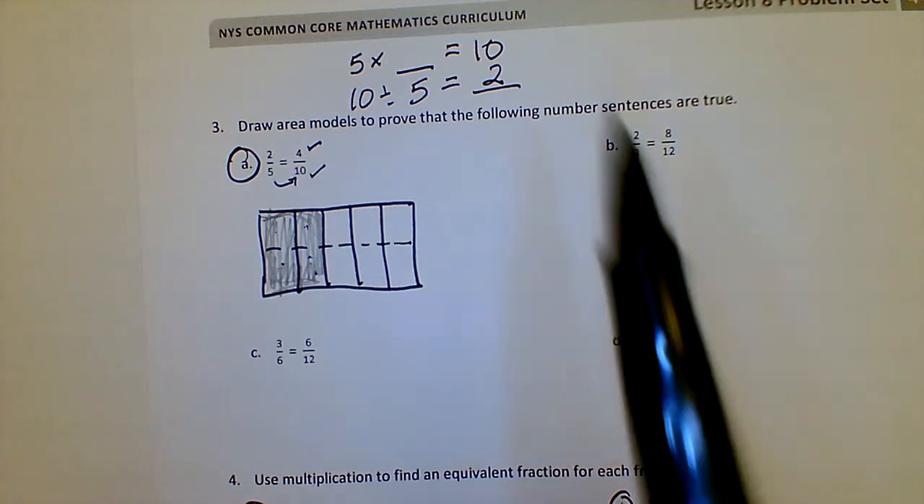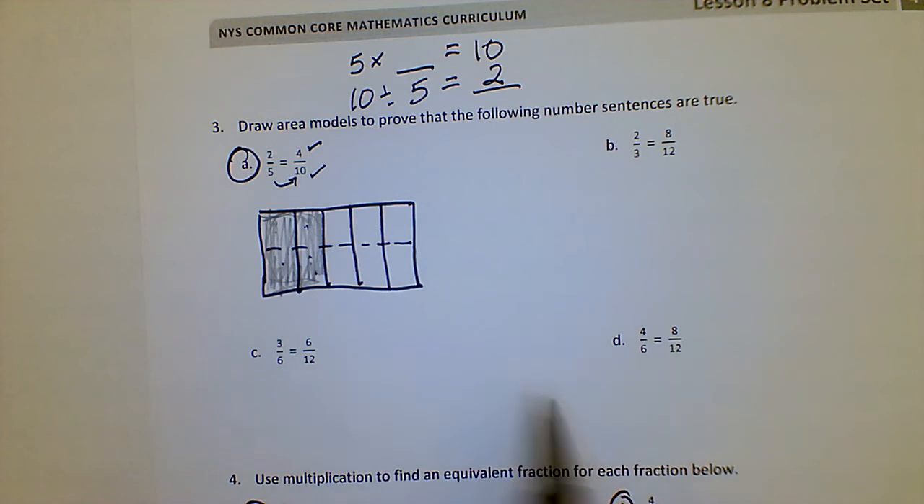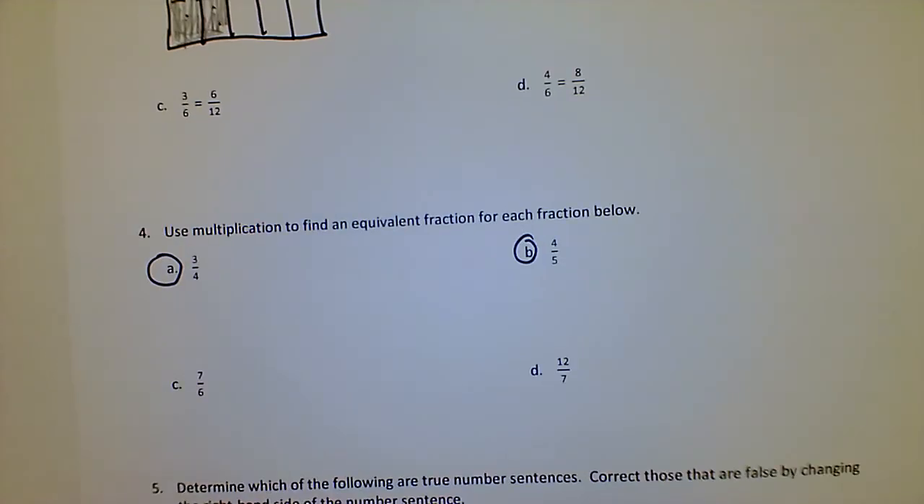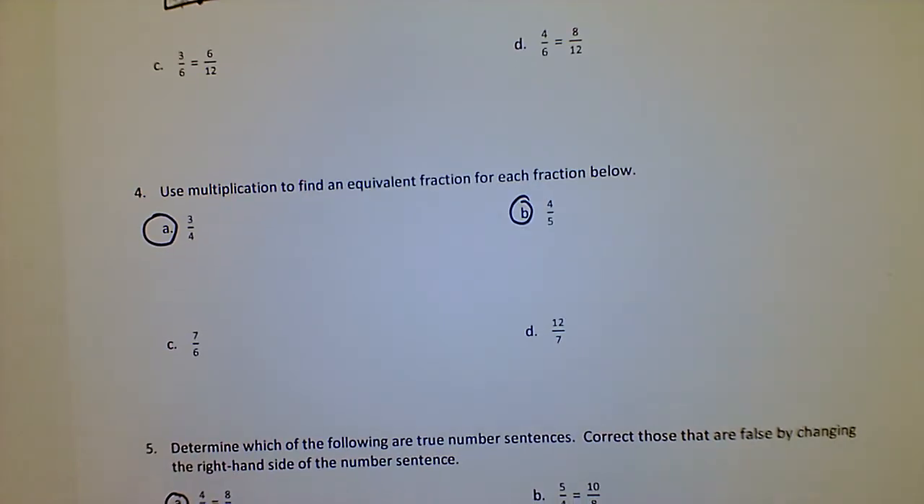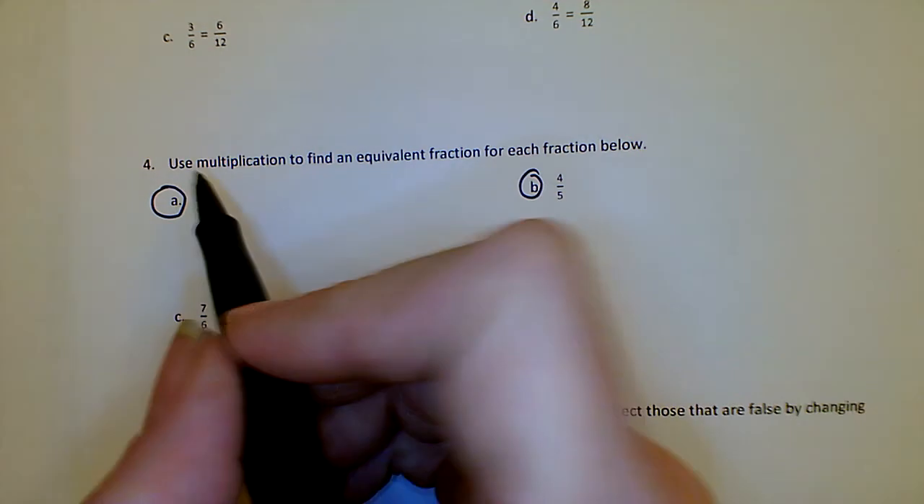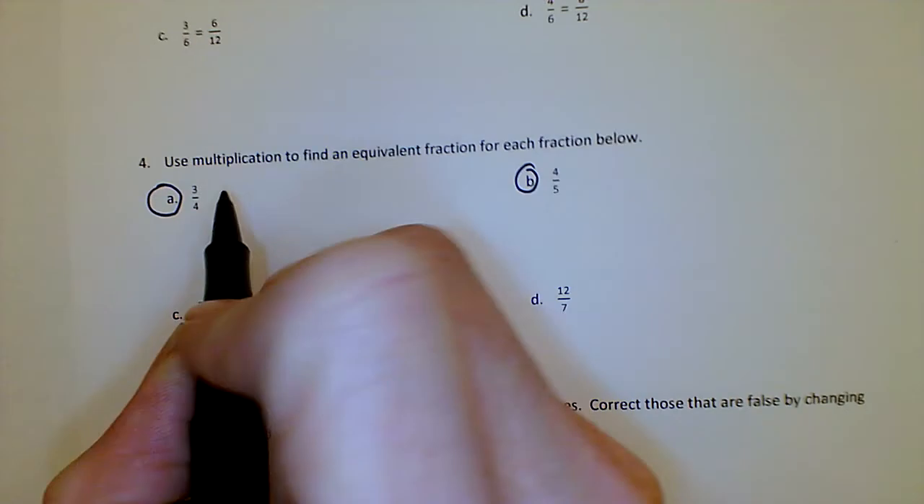All right. So part of your homework is going to be to do the other 3 problems in this set. So now let's go ahead and take a look at problem number 4. In problem number 4, we are no longer going to use an area model. We are only going to use multiplication to find an equivalent fraction for each of the fractions below. And what's cool is that we can pick what we want to do for this one. So let's go ahead and start with A.